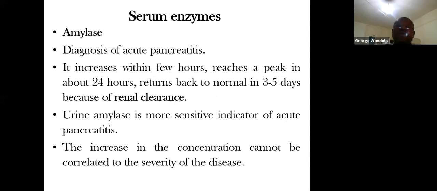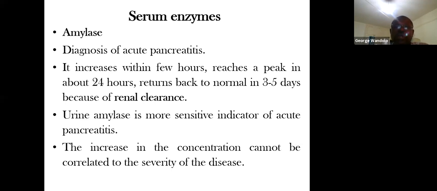Okay, so the enzymes that we use for diagnosis of pancreatitis are amylase. Amylase is typically done for acute pancreatitis. Amylase increases within a few hours, reaches a peak at about 24 hours, and returns to normal within 3 to 5 days. Okay, and this is usually due to renal clearance.